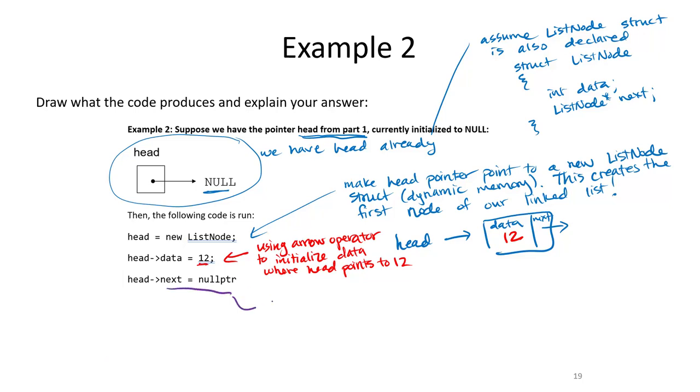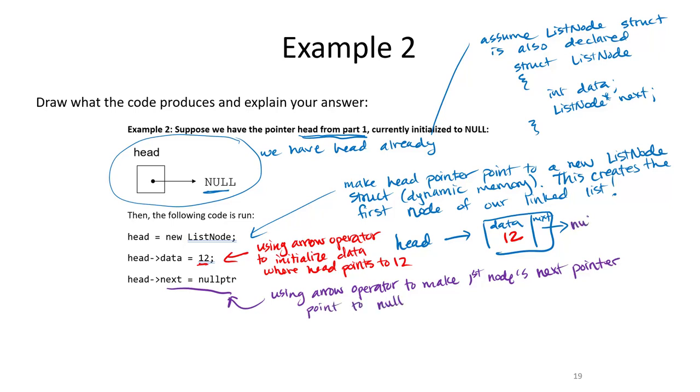And finally, in our last step, we're using the arrow operator to make our first node's next pointer point to null, or a null pointer. Remember, we always want the last node in our list to point to null, so we know where the end of our list is located.